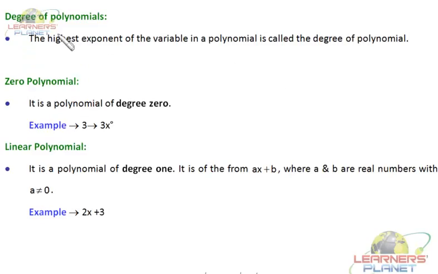Now we see the degree of a polynomial. The highest exponent of the variable in a polynomial is called the degree of the polynomial. Suppose we have a polynomial like x raised to 5 plus 3x square plus x raised to 4 minus 7x square plus 5. Then what is the highest power of any variable? That is 5. So it is a fifth degree polynomial.